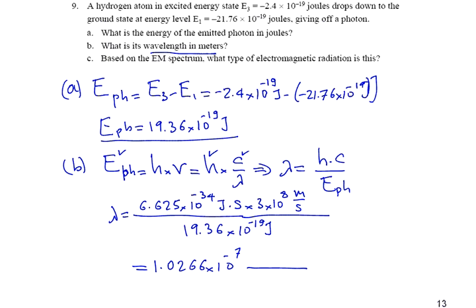And now let's be careful with the units. We have joule seconds times meters per second over joules in the denominator, and that's joules over 1. So here joule seconds with seconds cancel. We have joules in the numerator of the top fraction, joules in the denominator of the bottom fraction, so this one with that one cancel, so the answer is 1.0266 times 10 to the negative 7 meters.